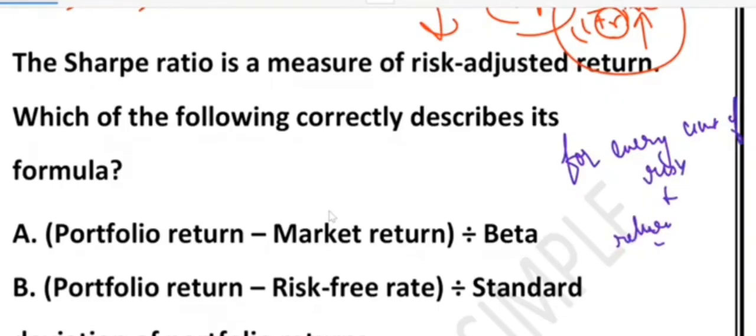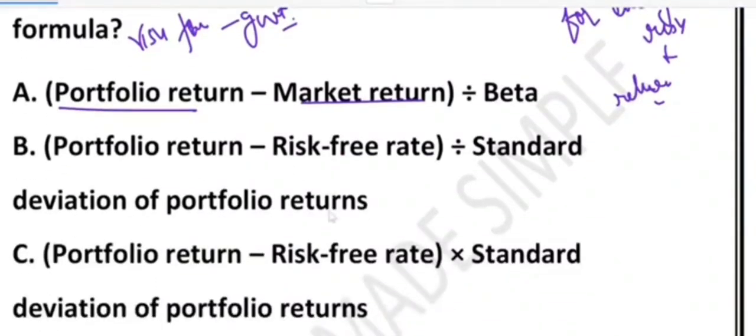So what are the examples of risk-free investment? Like a government bond. A government bond is a kind of risk-free investment. So basically, on one side you have your portfolio return and on the other side you have your risk-free investment. Both comparisons are done, portfolio return versus risk-free investment. And then after comparing, you divide it by how much your portfolio fluctuates. That is called the standard deviation.